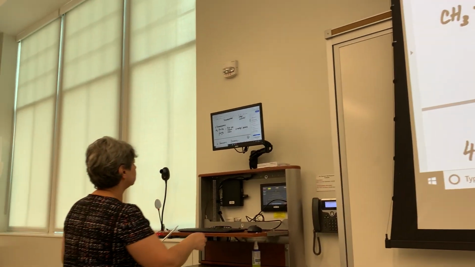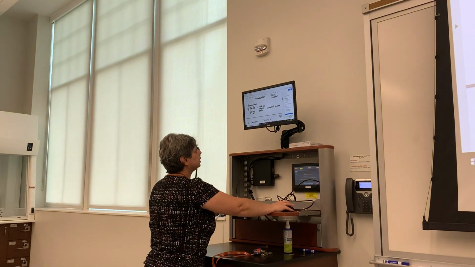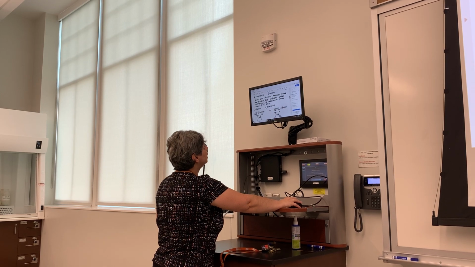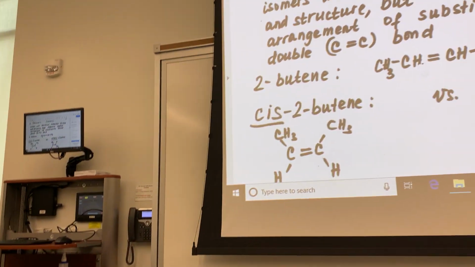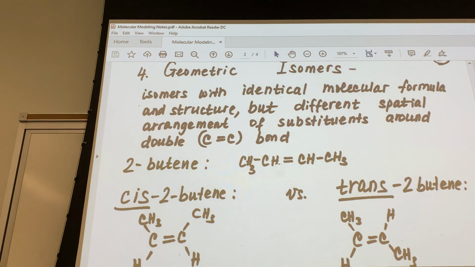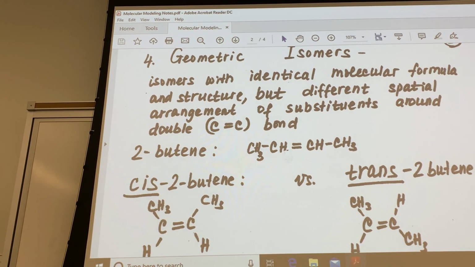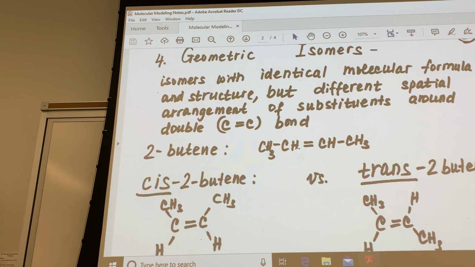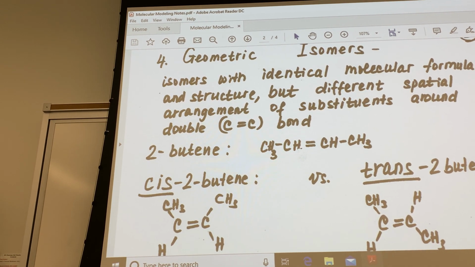So hopefully we got that, and you will have more exercises on nomenclature later in the lecture. Hopefully this little exercise will help you understand how organic nomenclature works. And now we're proceeding with so-called geometric isomers. So we looked at regular isomers earlier, and now we're looking at a little bit different kind of isomers.